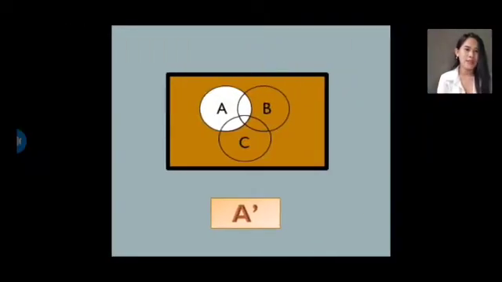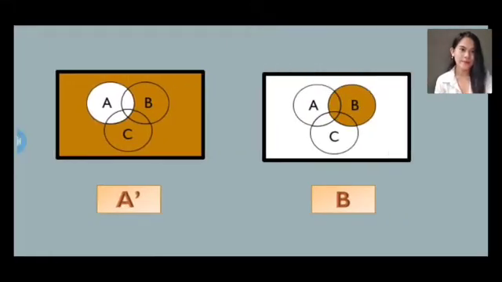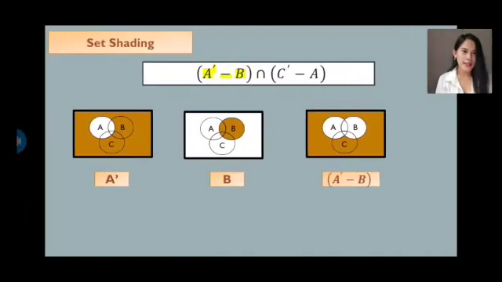This is the result. We are shading everything except the circle A. B, we will simply shade everything that is inside the circle B. Next is the A complement minus B, where we imagine subtracting or excluding the B circle from the A complement. So what's left is this part, some part of the C and the outside part of the circles.